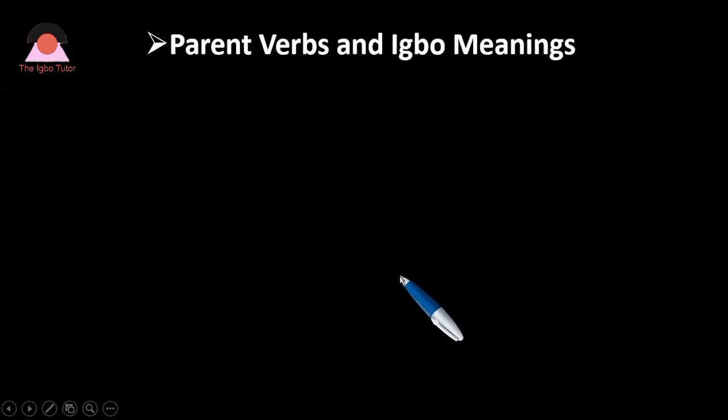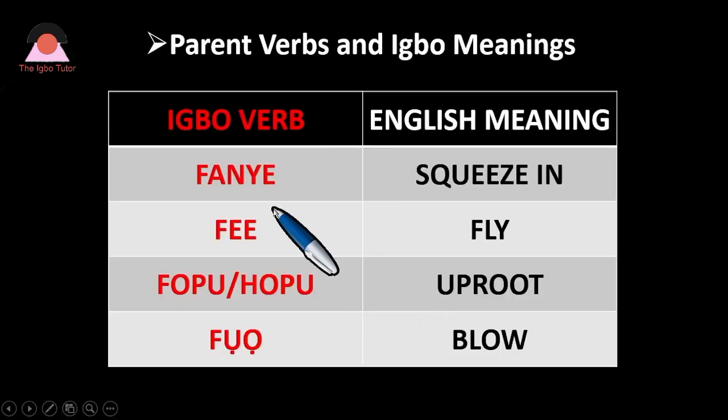Let's go. In today's lesson, we are going to the alphabets in the group of Fe. In Igbo, we call F, Fe, and that is F, as we have in English. Four verbs we are going to consider today. Number 1, fanye. Fanye, this means squeeze in, okay? Force something into a space.